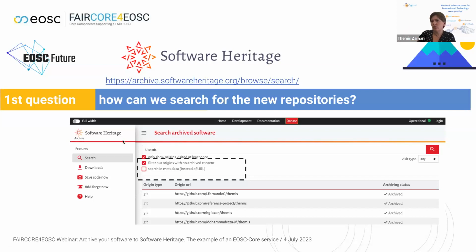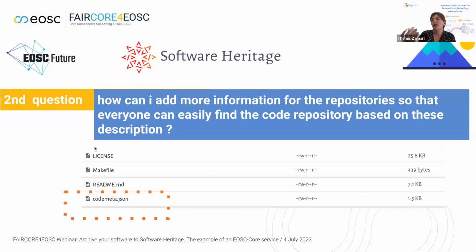Okay, I can search with metadata, but how can I add more information for these repositories so that everyone can search with this metadata? And the answer to this question was what Morane also described earlier, to use the CodeMeta.